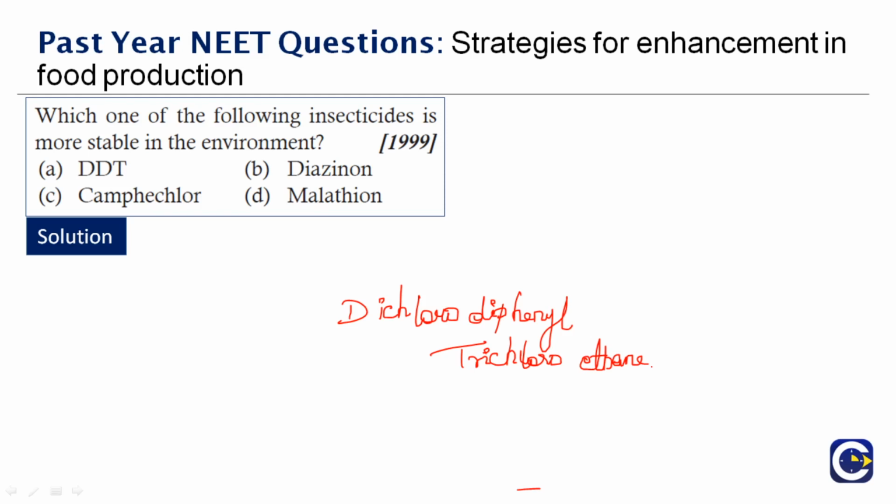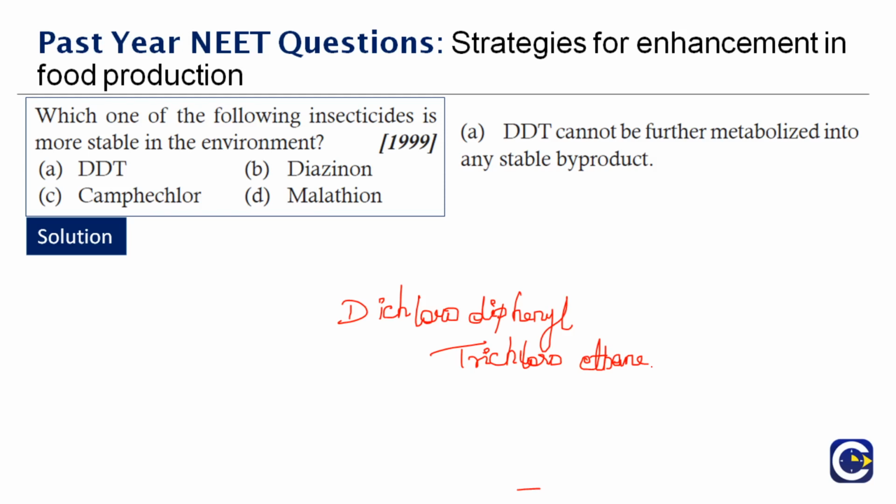Diazinon is a common name of the organophosphorus pesticide that is used to control pests or insects in soil or ornamental plants or sometimes in fruit and vegetable field crops as well. It was formerly used as an active ingredient in household and garden products to control flies, fleas and cockroaches also, but it is not stable when compared to DDT. The same will follow for the rest as well. Option C, camphor, and then you have malathion. All these are examples of pesticides, but they are not stable when compared to DDT. It cannot be further metabolized into any stable byproduct. Therefore the right answer to this question is DDT, option A.